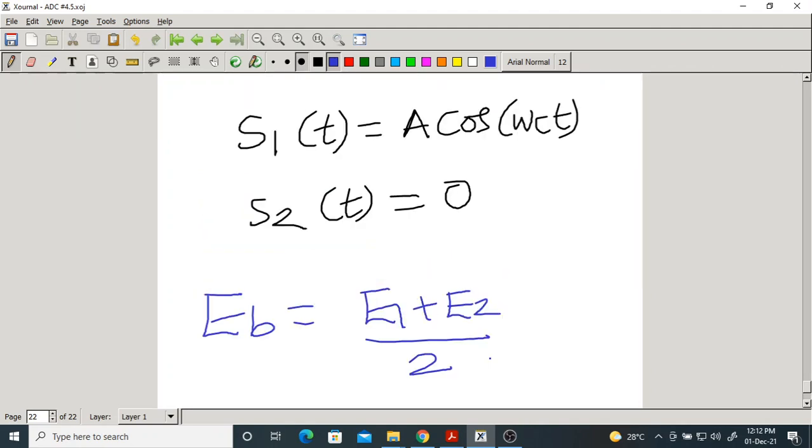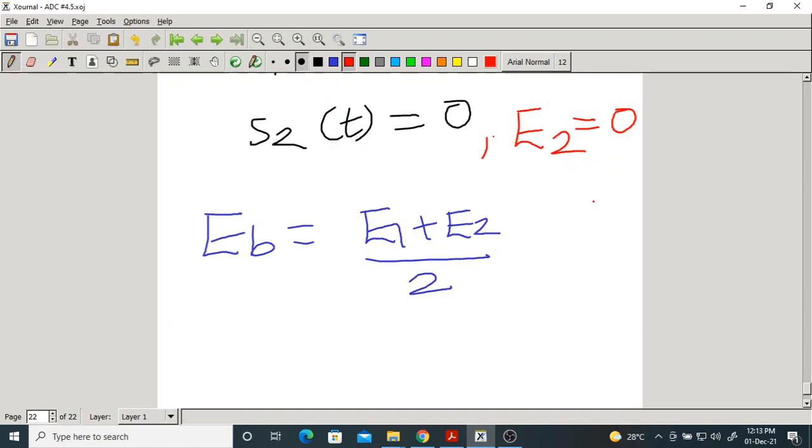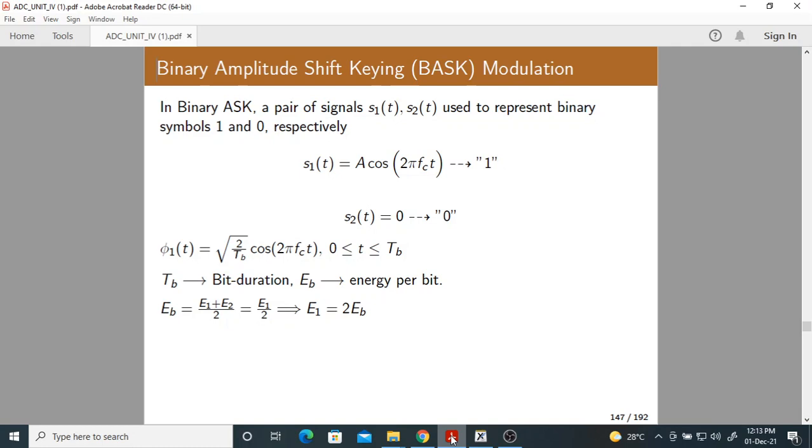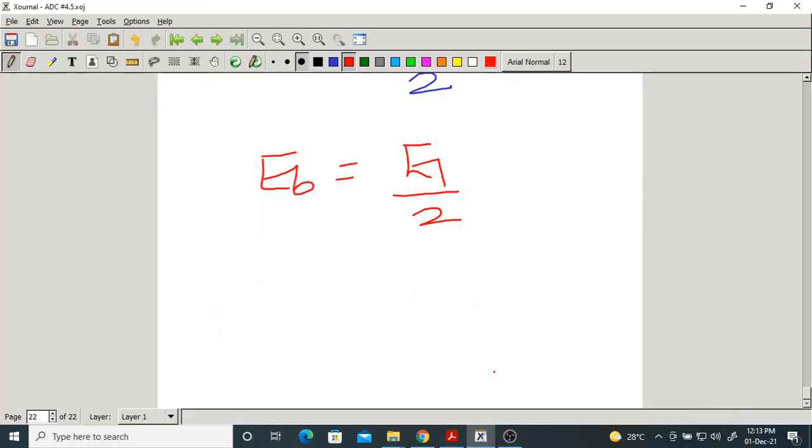But here the thing is different. Please observe very carefully. What is the energy of signal S2? S2 is 0, obviously its energy also equals 0. So E2 equals 0. We are left only with E1. That's why EB equals E1 by 2. From this, E1 should be 2 into EB. This is very, very important.